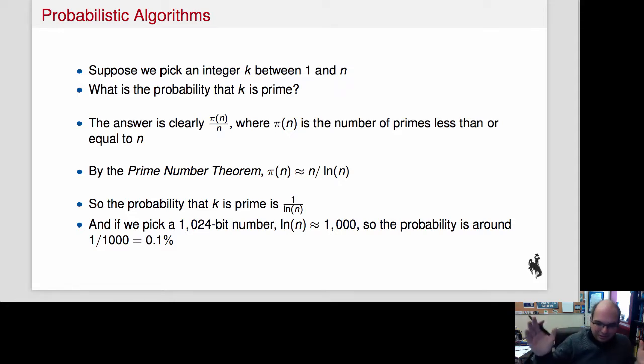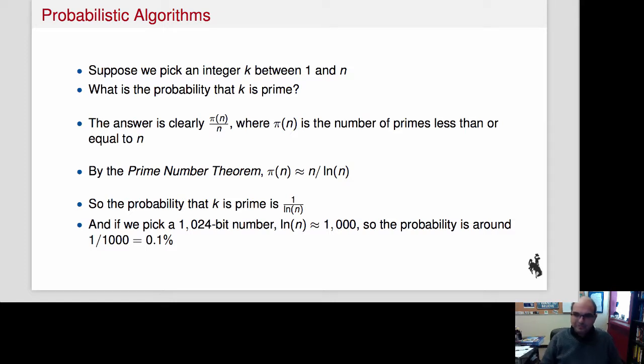It's an amazing result, and you need a fair amount of number theory to be able to get that. Otherwise, you just kind of use it. This is something I know to be true. So yeah, pi of n is equal to n divided by log n. So what's the probability that a random k between 1 and n is prime? Well, that's the total number of prime numbers, n divided by log n, and then divided by the total number of numbers, which is n. So the n's cancel, and I'm left with 1 divided by log n.